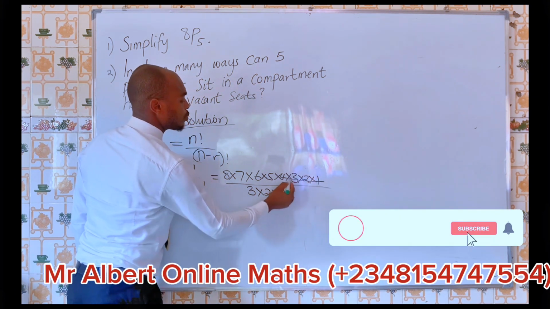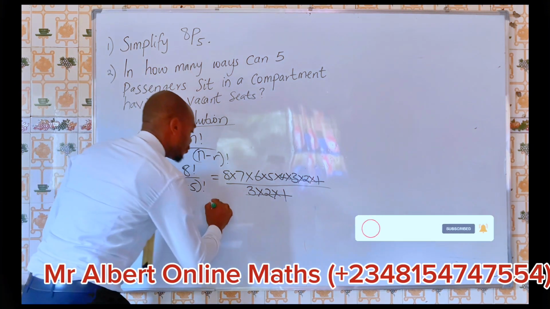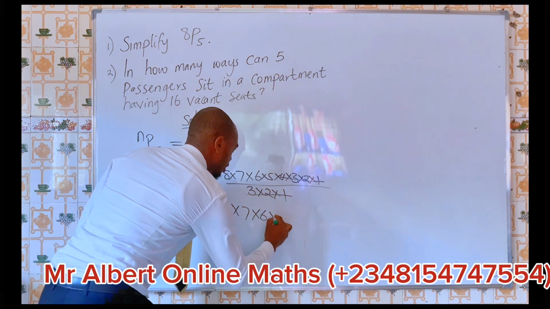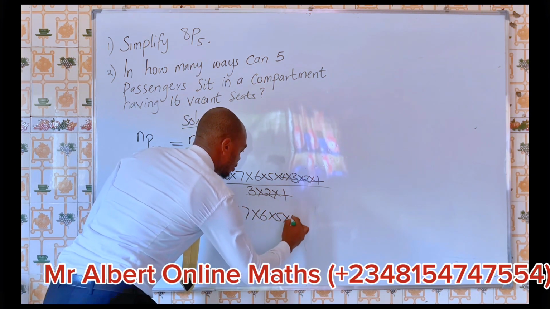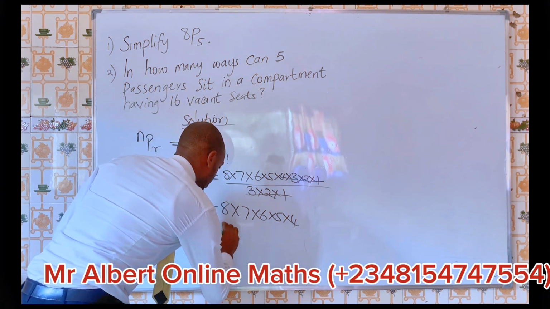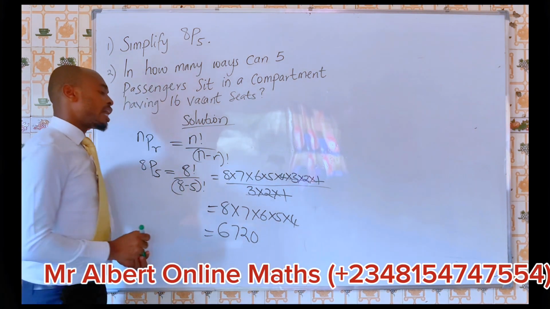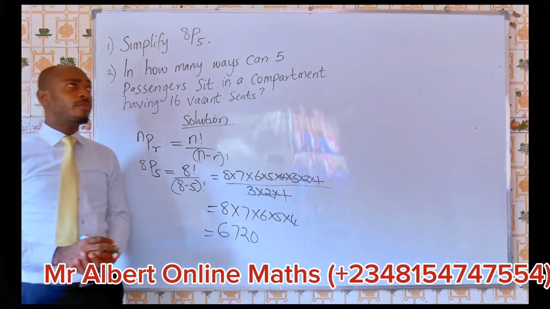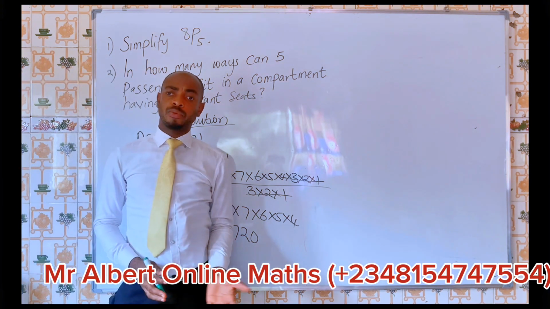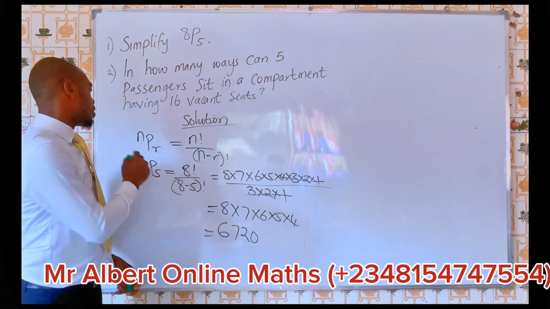3 times 2 times 1 can cancel 3 times 2 times 1. So what we have is 8 times 7 times 6 times 5 times 4, where the answer will give us 6,720. You can try that with your calculator by pressing 8 permutation 5. It gives you the answer. You get the same answer.